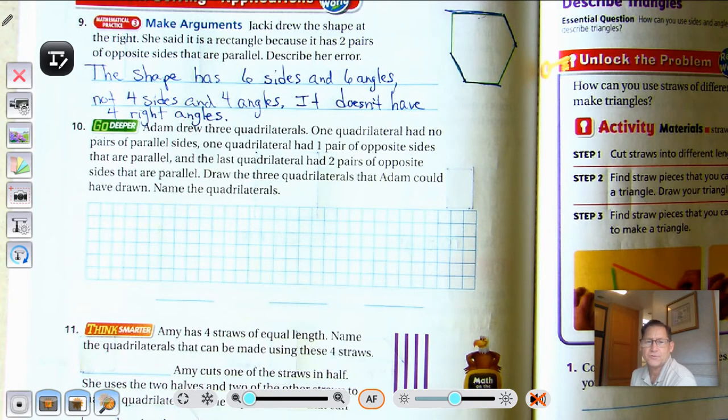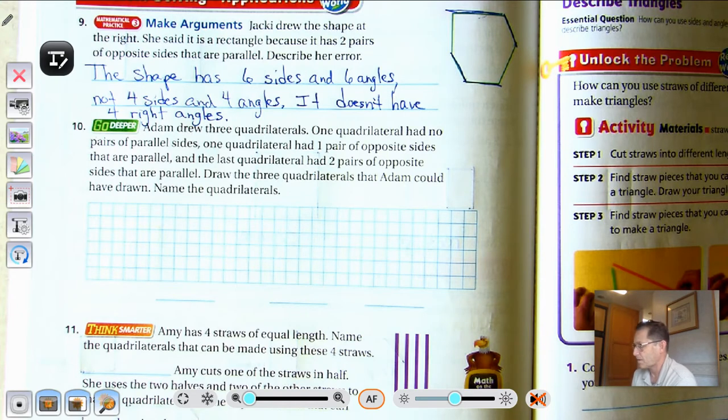Number 10, Adam drew three quadrilaterals. One quadrilateral had no pairs of parallel sides. One quadrilateral had one pair of opposite sides that are parallel, and the last quadrilateral had two pairs of opposite sides that are parallel. Draw three quadrilaterals that Adam could have drawn. Name the quadrilaterals. So there may be more than one way of drawing the shapes that are being described there.